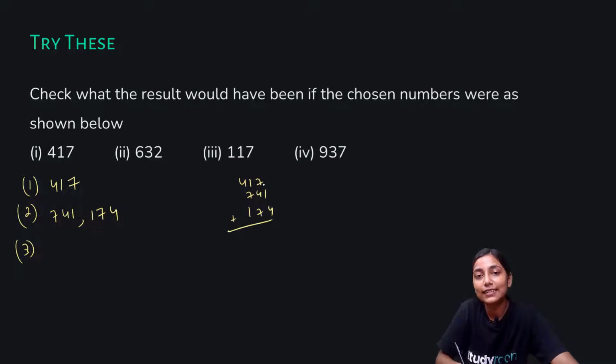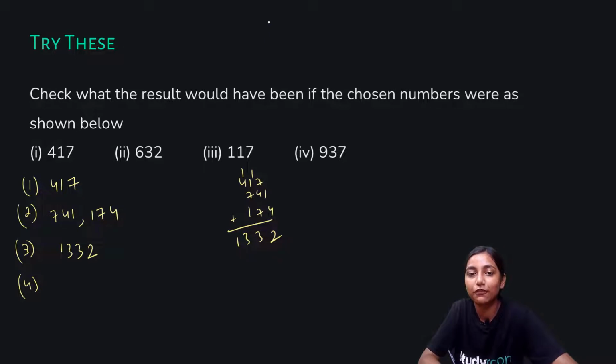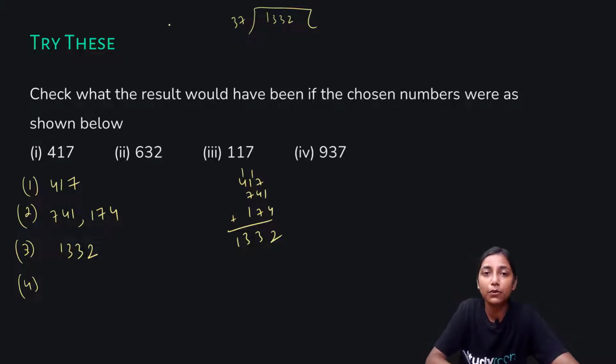On adding all these 3 numbers, I'm getting 417 plus 741 plus 174. When we add these numbers, you will get 7 plus 1, 8, and 12; and here 8, 9, 13; 7, 8, 9 and again 13. I'm getting 1332 as my sum. My last step is to divide this number 1332 by 37. Let's divide this number by 37.